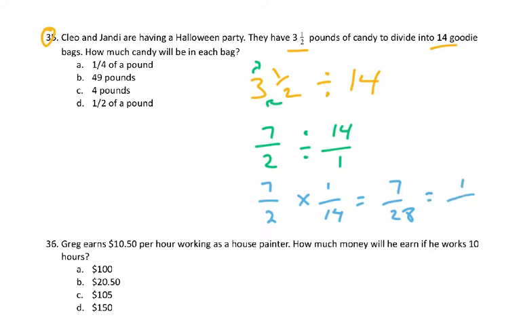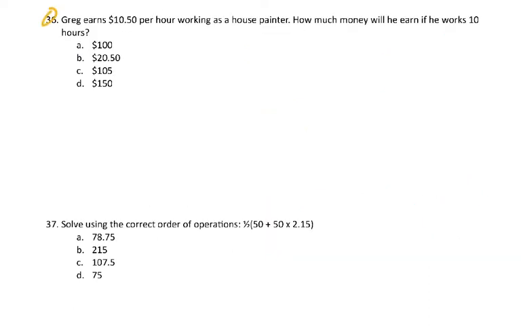7 goes into 7 one time, and goes into 28 4 times. So A for 35. 36 says Greg earns $10.50 per hour and he works 10 hours. So that means we're going to multiply 10 times 10.50.